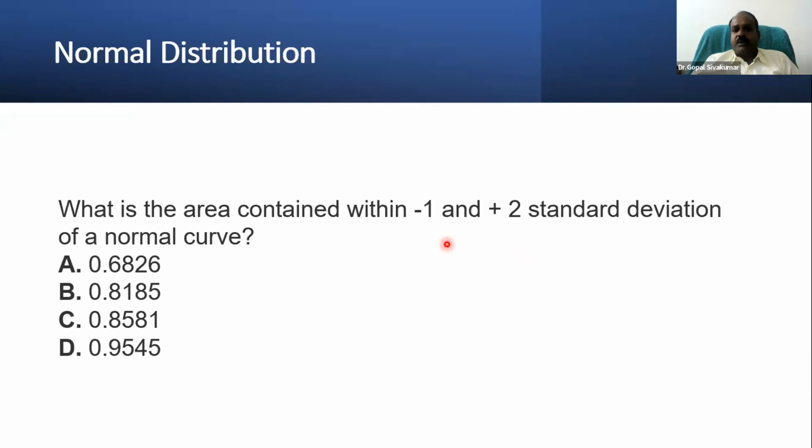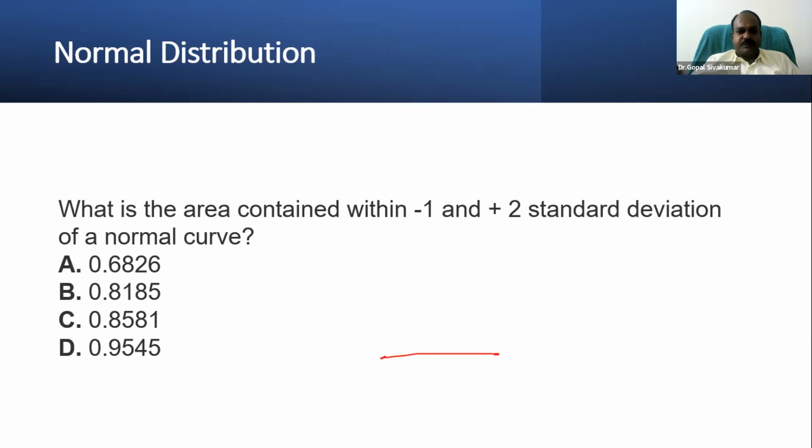-1 this side, +2 this side. Do you think you will be able to find out the probability? No, I think. Oh, but the answer is yes. Because an answer exists. That is why the question has come.